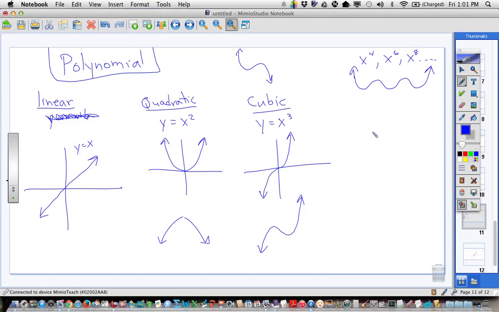All right, an odd power, x to the 5th, x to the 7th, x to the 9th, etc. Those are always going to have tails going the opposite direction, and they could have multiple peaks and valleys depending on how high the power is.